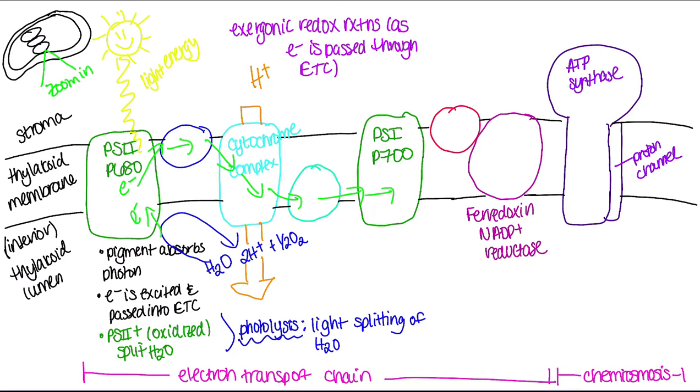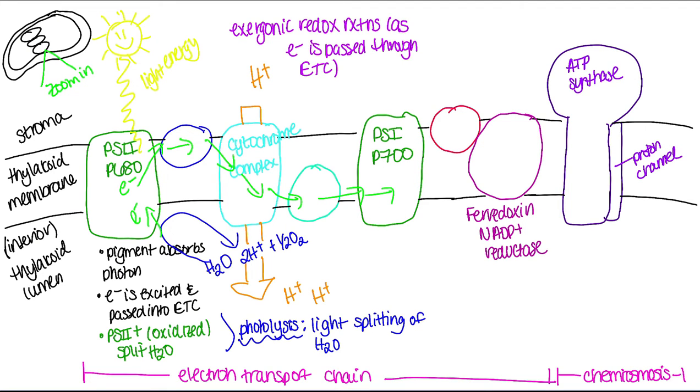So as these occur, these are providing the energy that is needed to pump those protons from the stroma into the lumen. And just like we had in aerobic respiration, where we're pumping those protons, the goal is to create a high proton concentration to create a proton gradient. Okay, so now let's go back to our photosystem 1.